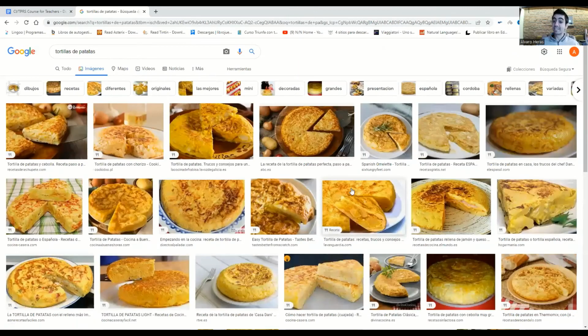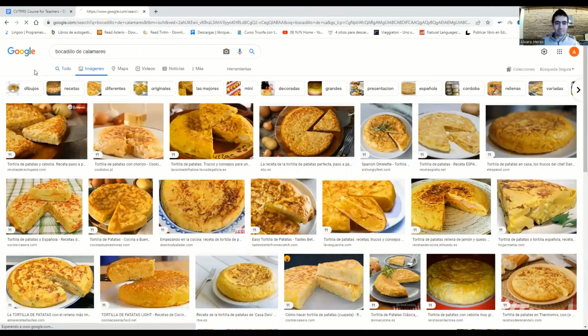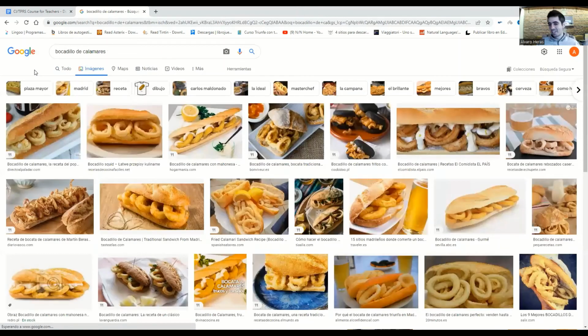Bocadillo de calamares, I think. Okay. Interesante. So again, here, you know it because of the proximity with Spain, right? Exactly, we have it here.